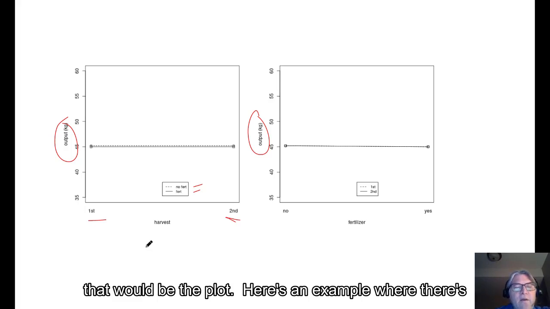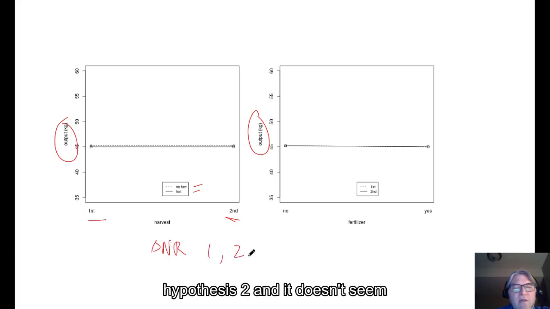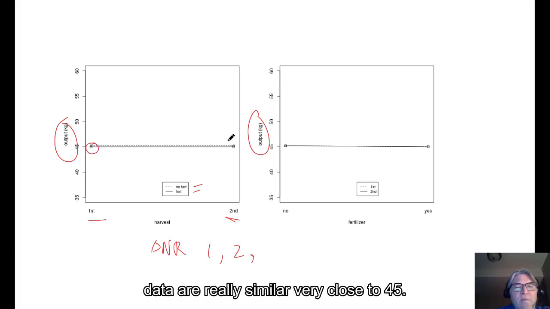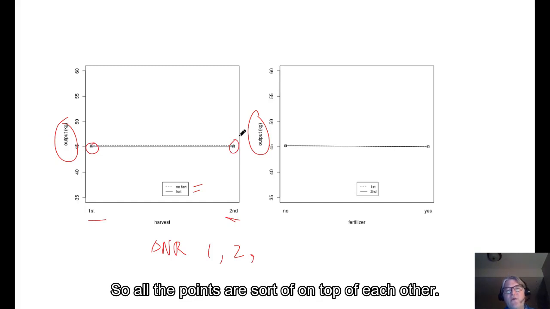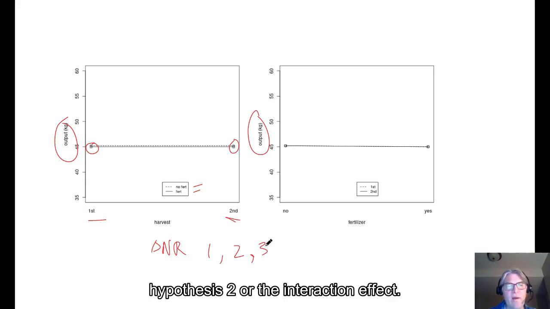Here's an example where you do not reject hypothesis 1, do not reject hypothesis 2, and there doesn't seem to be an interaction. It looks like all of the data are really similar, very close to 45. So all the points are sort of on top of each other. So we do not reject for hypothesis 1, hypothesis 2, or the interaction effect.